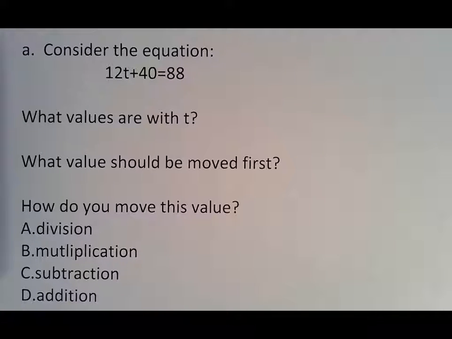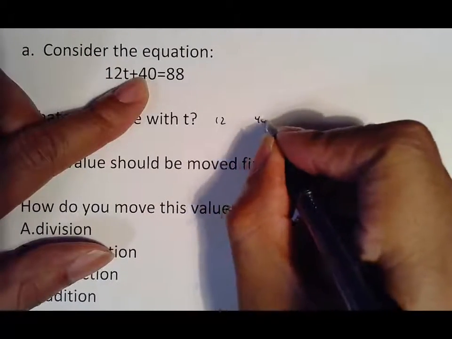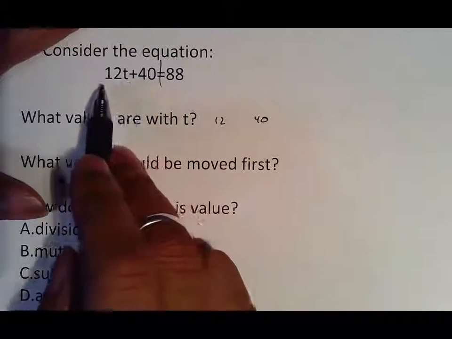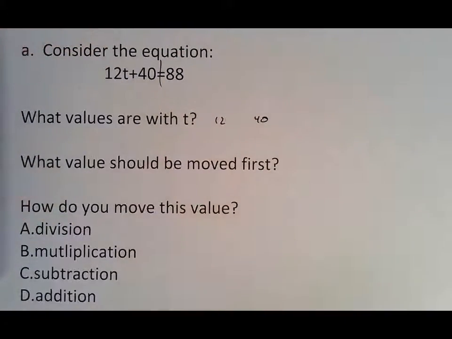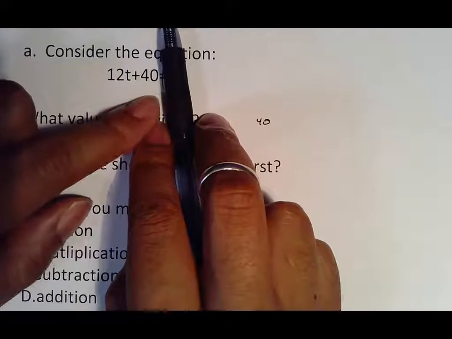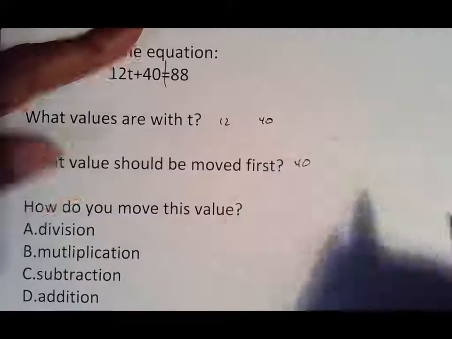So if it's 12t plus 40 equals 88, what values are with t? You'll just say, well, 12 is with t and 40 is with t, because if you're looking at the equal sign, both of these are on the left side with t. So now there's two numbers with t. So what value should be moved first? You have to memorize that the weaker operation goes first, or the number that's furthest away from the variable goes first. So without counting 88, 12 is right next to it, 40 is being added, which means 40 is the weakest number. How would you move the 40?